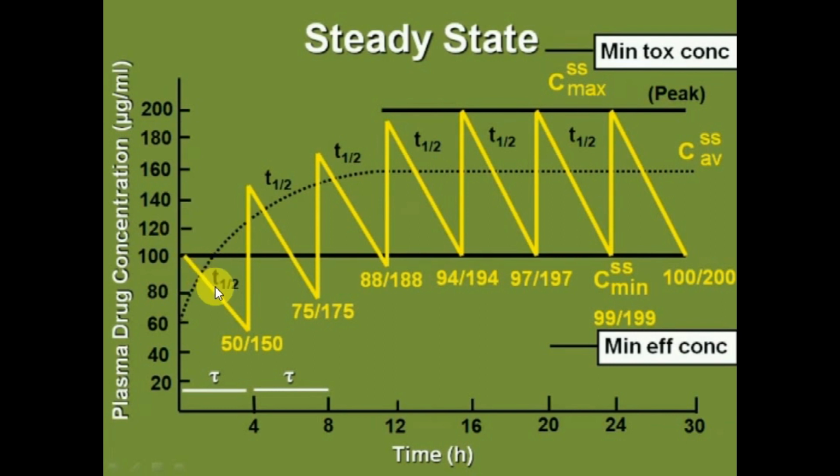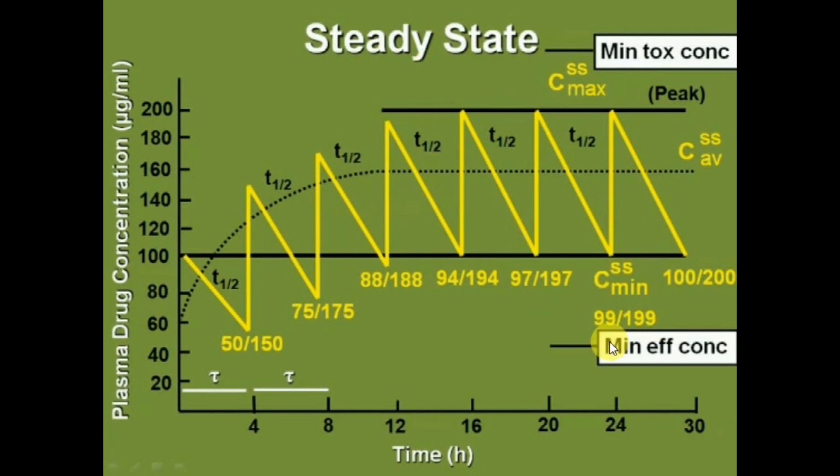It will come down to a trough level, then it will go above, and it will achieve the 50, that is half-life. Then it will go above and come down, then it will again be half, that is 75, and again it will go above and down. So it will take 4 to 5 half-lives to achieve the steady state.